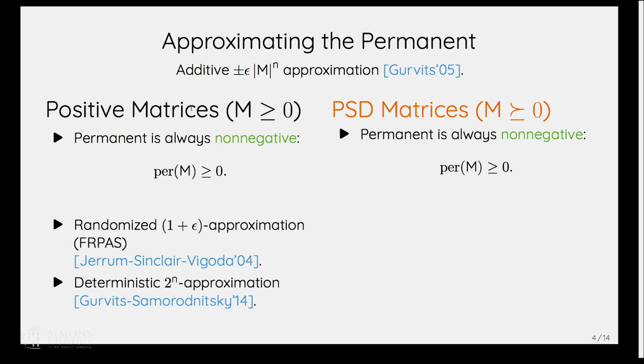But there is this other class which hasn't been studied as much, which is the class of positive semidefinite matrices. It's not trivial to see that the permanent is positive in this case anymore. But it is still true that for a PSD matrix, the permanent is positive. I'm going to give you 1.5 proofs of this fact.